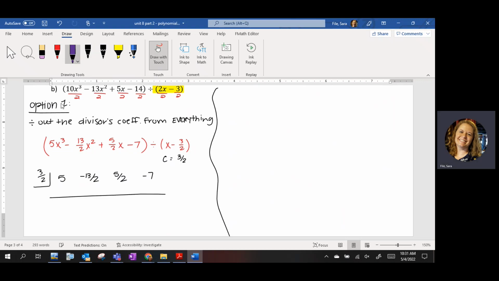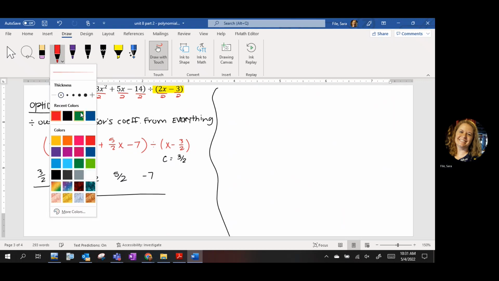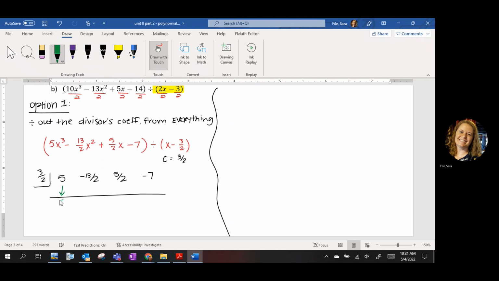Okay, and then I'm going to do the process. I'm going to drop the first term. Try and keep this color coded. Okay, and then I multiply. 3 times 5 is 15, so that's 15 halves, right? What's 15 halves minus 13 halves? They're already a common denominator. 15 minus 13. So what is 2 halves? It's a 1. So that's just a 1 here. So then 3 halves times 1 is 3 halves. So these are both positive. So 5 and 3 is 8 halves.